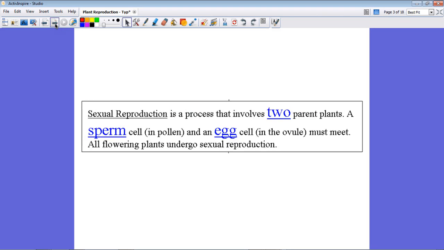Sexual reproduction, remember, we've talked about this before, and the main thing to remember is it involves two parent plants. You have to have sperm from the male part of the flower, which is called pollen, and then an egg from the female part of the flower. That's found in the ovule, and the pollen and the egg have to meet. Once they do, they can produce new plants.